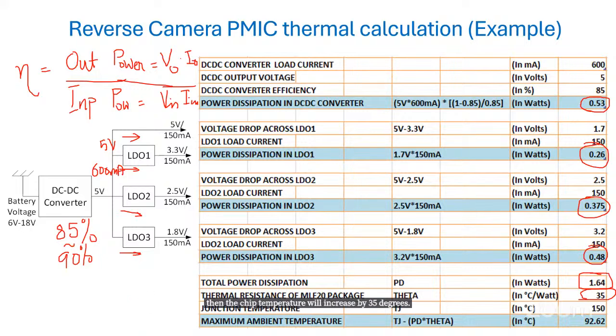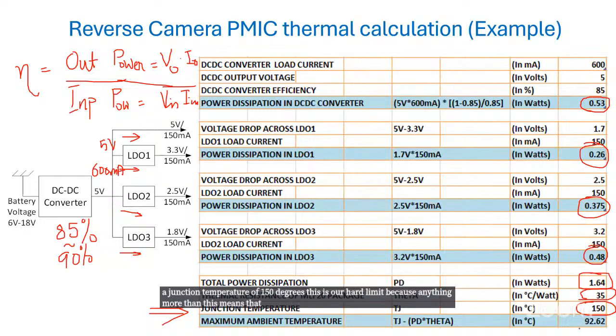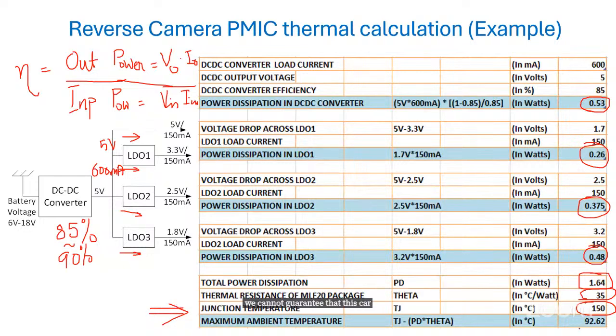Okay. Now, we also know that the SPICE models are accurate only up to a junction temperature of 150 degrees. This is our hard limit, because anything more than this means that we cannot guarantee that this car will be reliably working for 15 years. So this is a constraint on the SPICE models.